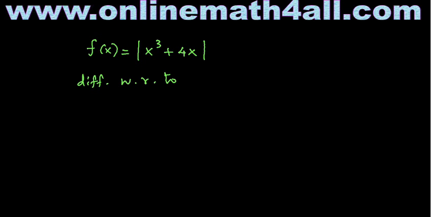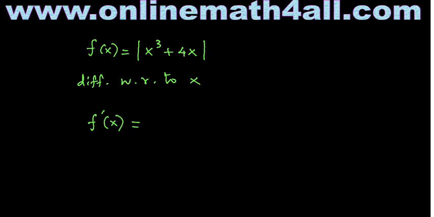Okay, now I'm going to consider an example. F of x is equal to absolute value of x to the power 3 plus 4x. So this is the function I consider. In this function we have absolute value. So now I'm going to find the derivative with respect to x. I'm going to find derivative of f of x with respect to x, because this is a function of x. So when I differentiate f of x, it will be f dash of x.